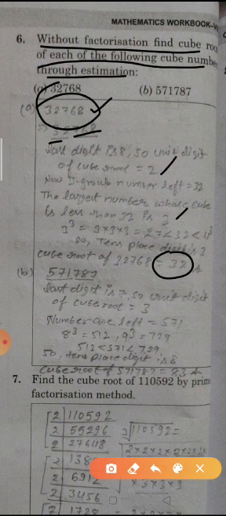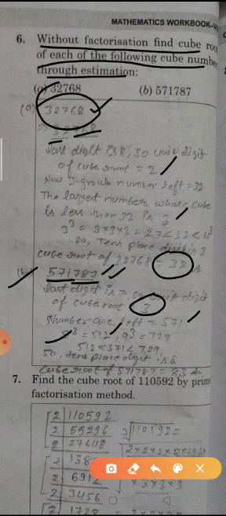32. Now the second, 571,787. So now pairing 571 and 787. The last digit is 7, so its unit digit is 3. Now the number left is 571, so it is between the cube of 8 and 9: 512 and 729. So student, we take the cube number that is less than 571. So 512 is less than 571, so the tens digit is 8. So 83 is the cube root of 571,787.